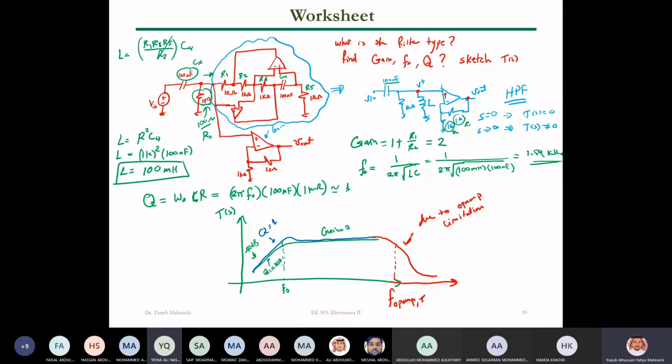Because we have two energy storage elements. Let's say it's a second order filter. Because it's a second order filter, we're expecting to have a roll off of minus 40 dB. Doctor, why is it minus? Why is it not positive here? It's high pass.